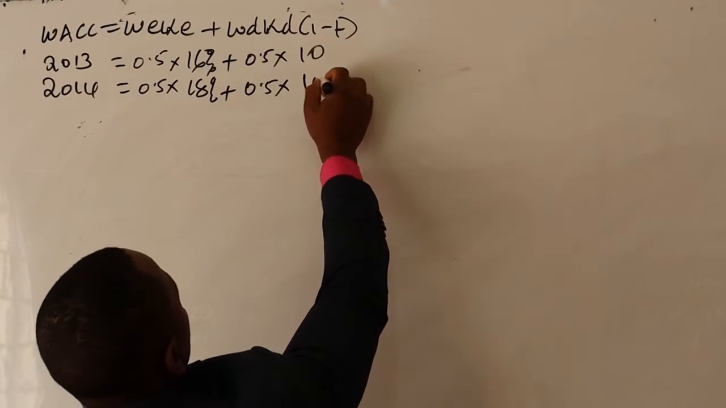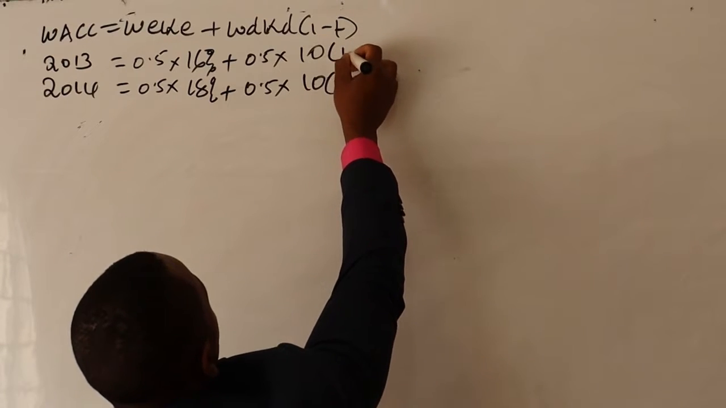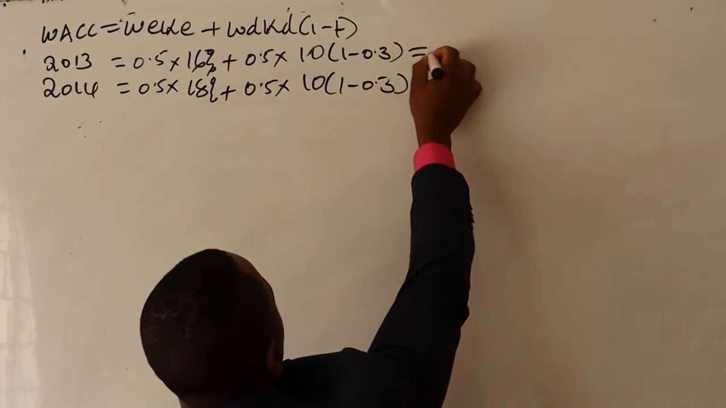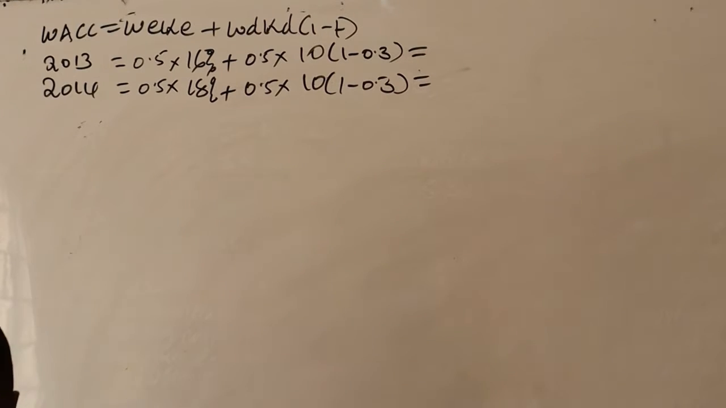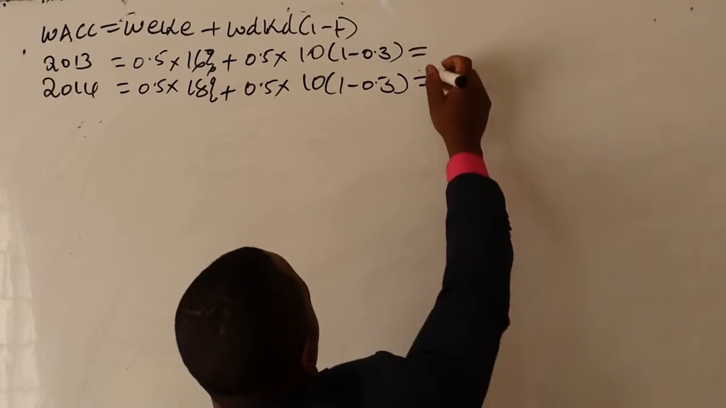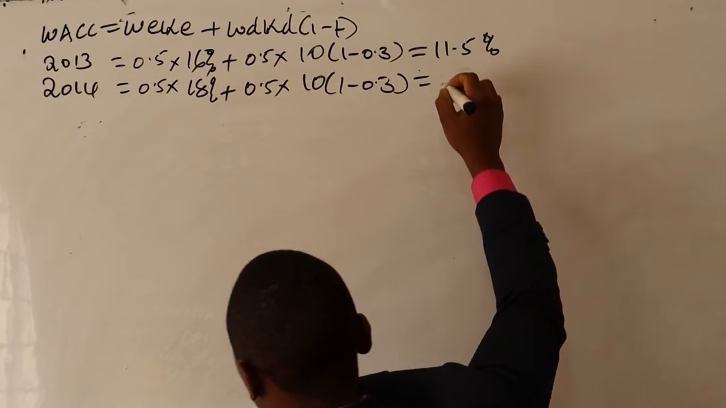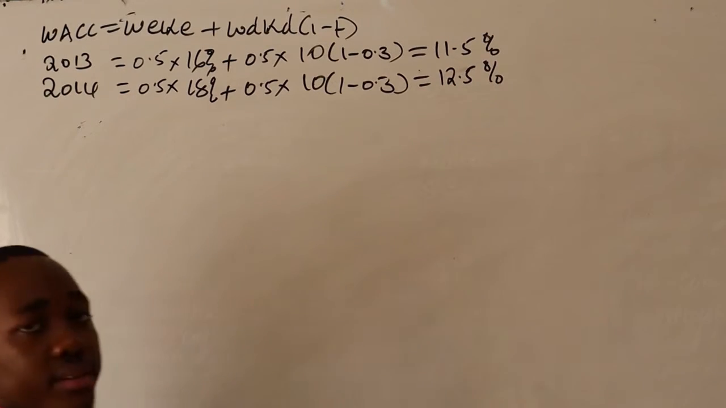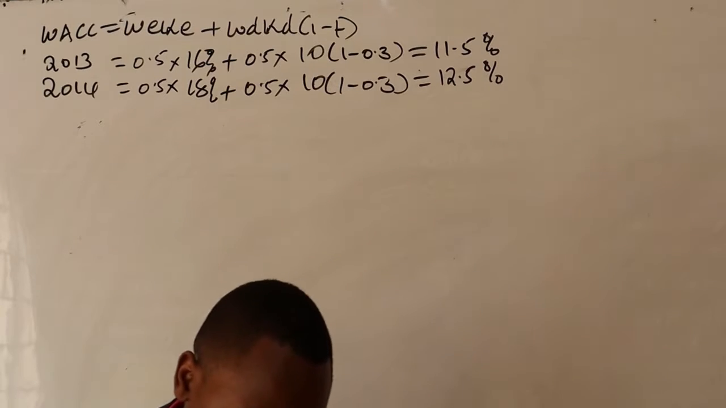So it's 10%, which was pre-tax. Then you tax it, 1 minus tax rate. We are given tax rate is 30%, 0.3. So how do we get our WACC? It's 11.5% and we have 12.5%. So that's the first step.